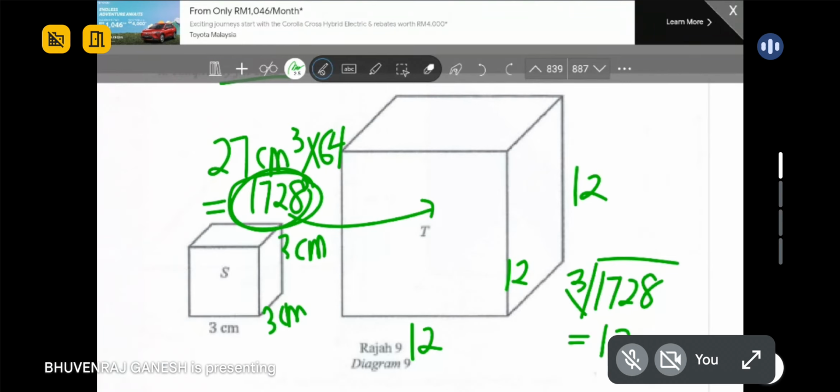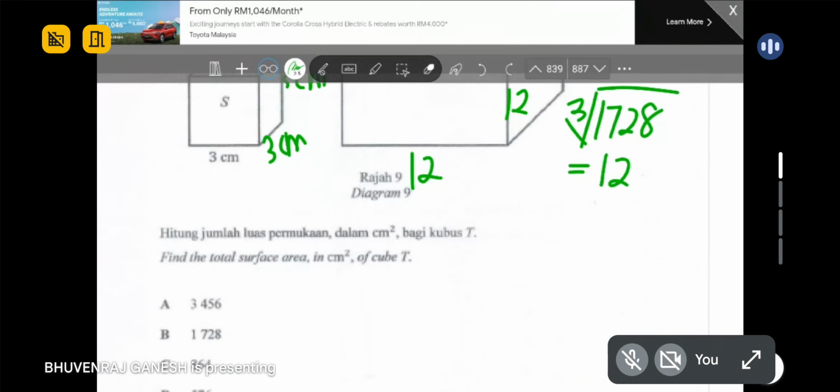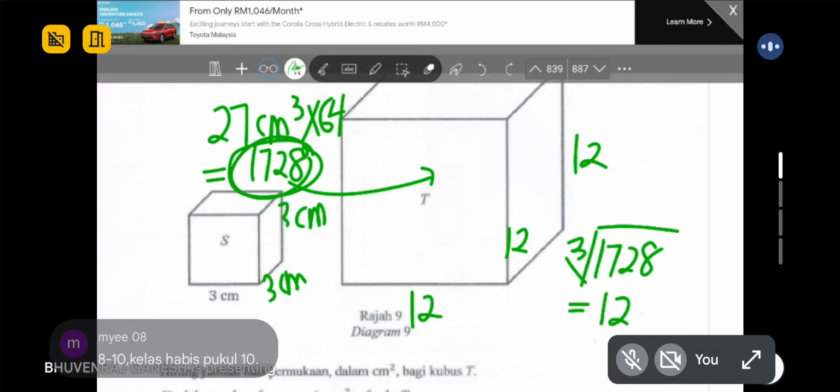Okay? So now they ask total surface area of T. Jumlah luas permukaan T. So cube got how many surfaces, guys? May I know? Satu kubus ada berapa permukaan? All of you.